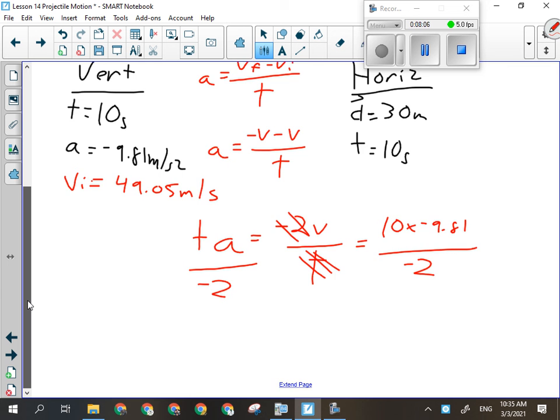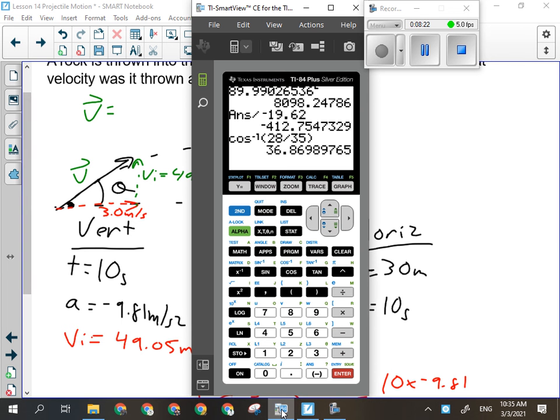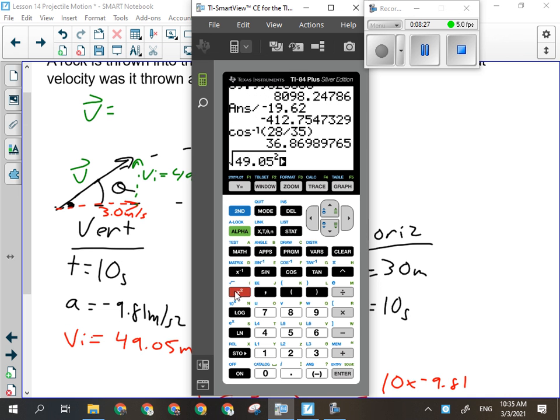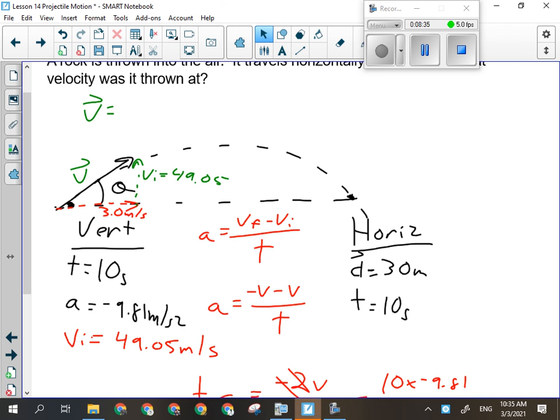Now that we have this number, we can go back to our diagram. And now we can get our hypotenuse just using trigonometry. So this will be what we call our projectile velocity, or V. That'll be just the Pythagorean theorem. So we'll have 49.05 squared plus 3 squared. All right, so 49.1, and it's essentially still just 49 because I think we only have two significant figures here.